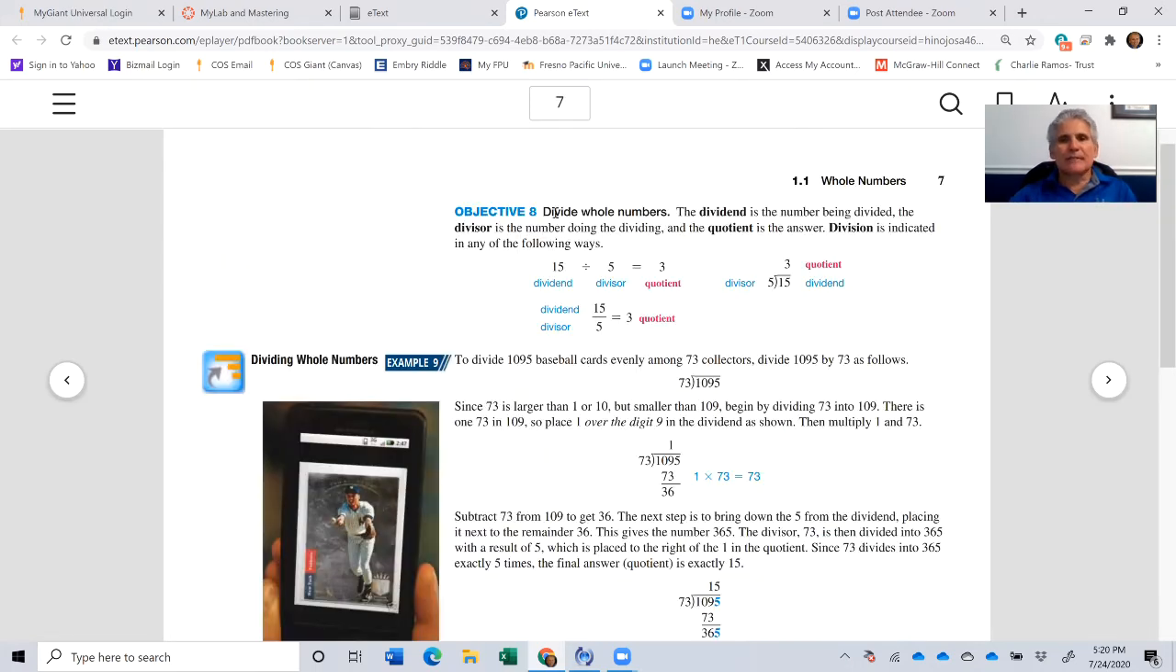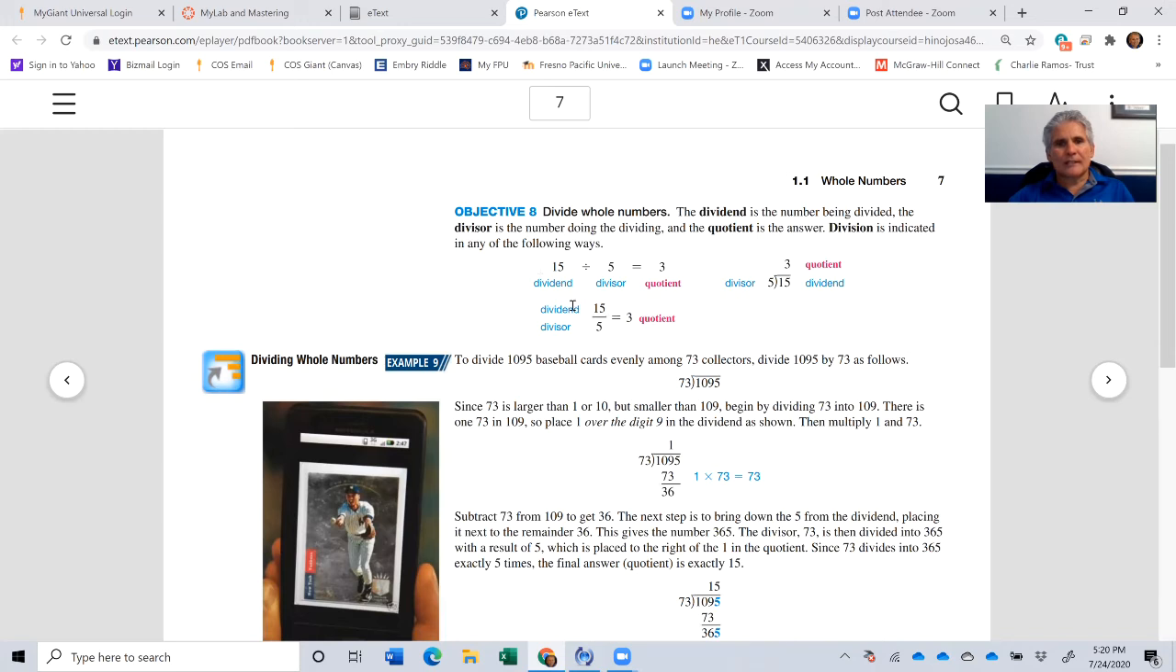The next section is dividing whole numbers. We're going to have to remember or have some memorization of some things. You have a dividend divided by the divisor. You take the dividend divided by the divisor, and that's going to equal the quotient. Whenever you see the term quotient, that's referring to division. So as an example, 15 divided by 5 equals 3. That's probably something you can have memorized.